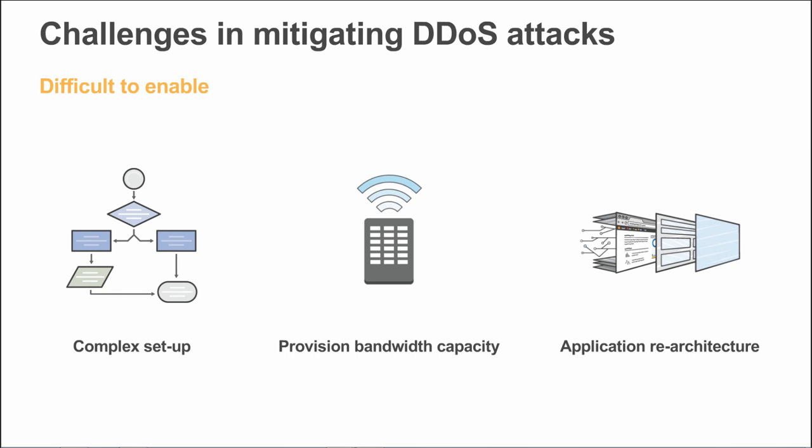Often customers, when they want to enable DDoS protection in their own data centers, have to build their own scrubbing devices or provision their own bandwidth, which is often cumbersome. Other customers tell us that to deploy a mitigation system, they often have to re-architect their application just to enable some of the common protections against DDoS. All of these are undifferentiated heavy lifting that customers don't want to do.